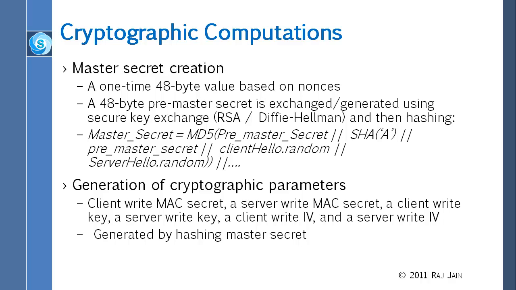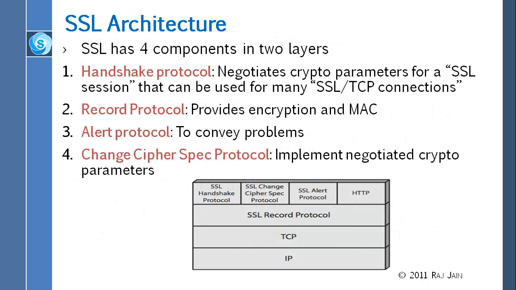And all of these, or many of these, are generated by hashing the master secret. So the master secret is generated by hashing the pre-master secret, and then by hashing this, and there is a whole formula for that, you can get all of these different secrets, different keys. So all of these keys are generated from the master key. All right, so that finishes the first protocol among the four that we talked about.